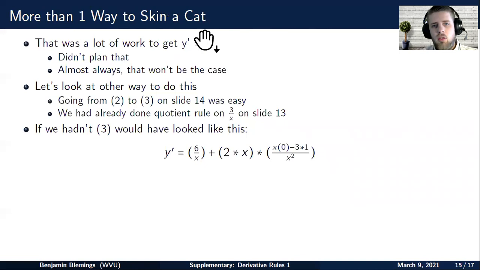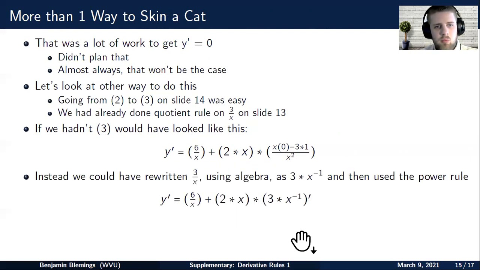We can go from 2 to 3 on slide 14 because we had already done the quotient rule on 3 over x. But if we hadn't done the quotient rule on 3 over x, then equation 3 would have looked like this from the last slide, which is kind of a lot of terms to look at.